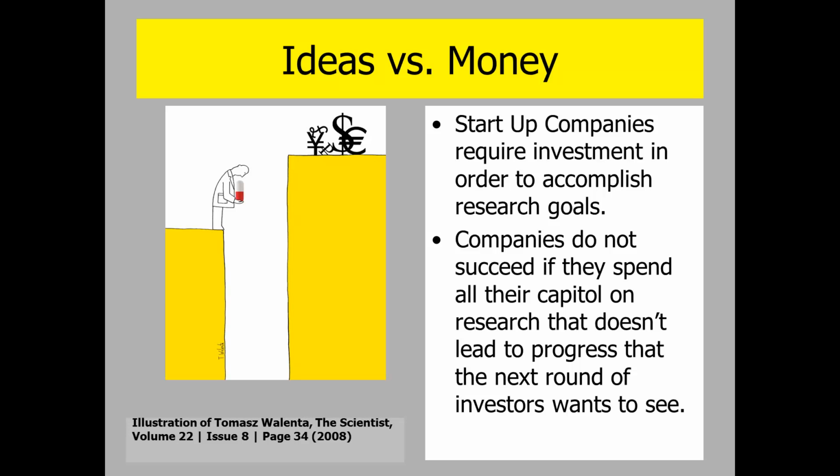So this diagram, also from the scientists, shows that startup companies require investment in order to accomplish their research goals. And if they spend all their money on research that doesn't lead to progress, then the investors aren't going to continue to fund them. So unless you pick a good candidate to pursue, you're not going to continually get reinvestment that will take you towards the next step of the trials. So if you have an idea, you have to work on an idea that the investors think is worth the money.